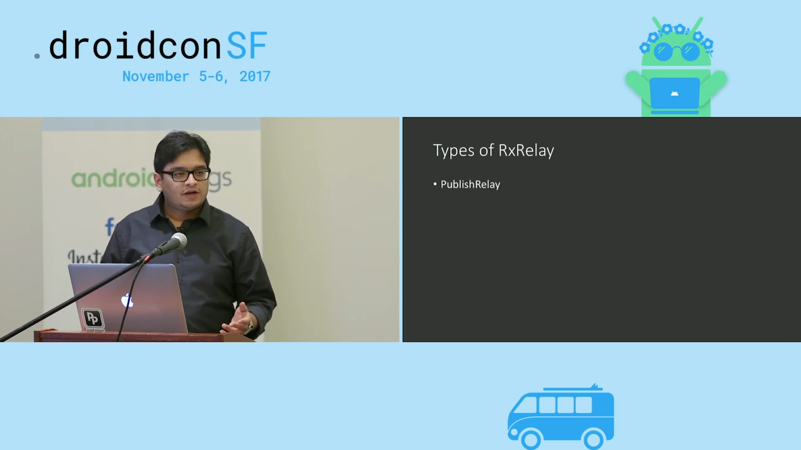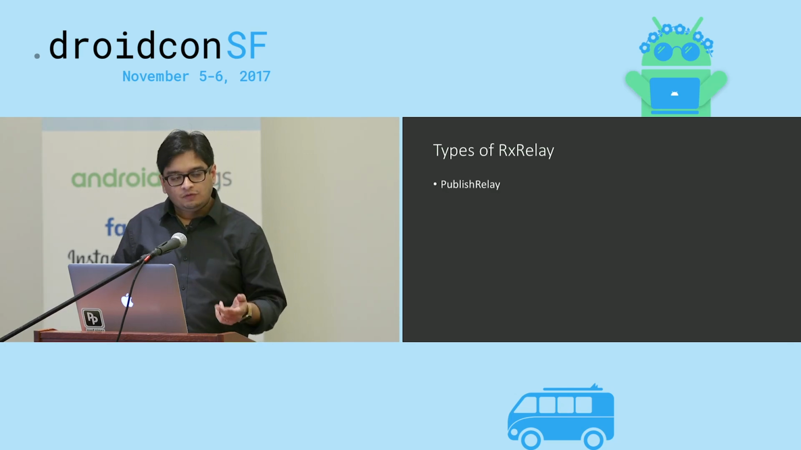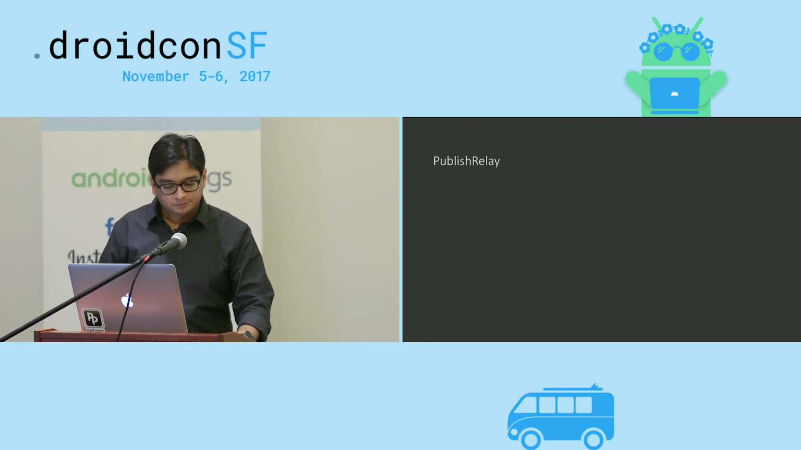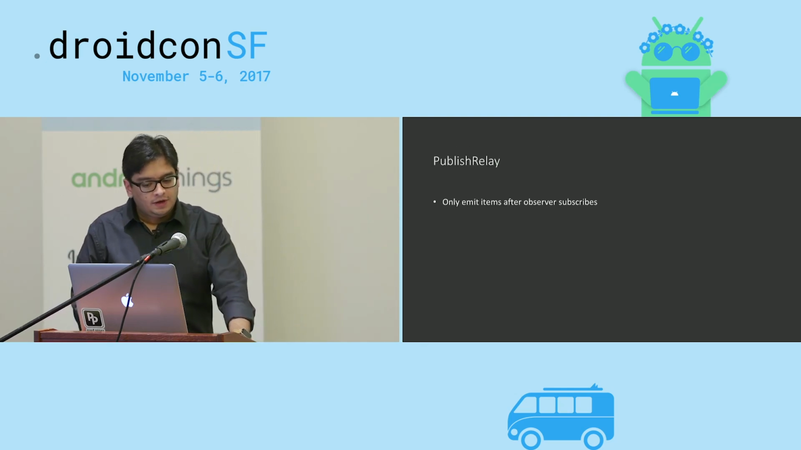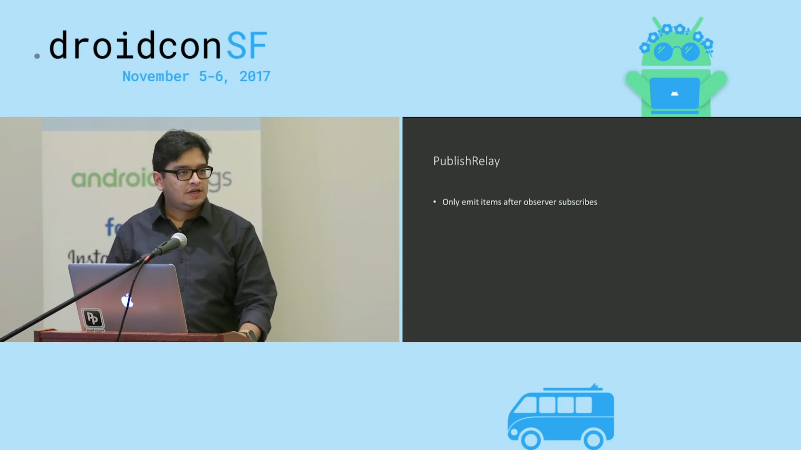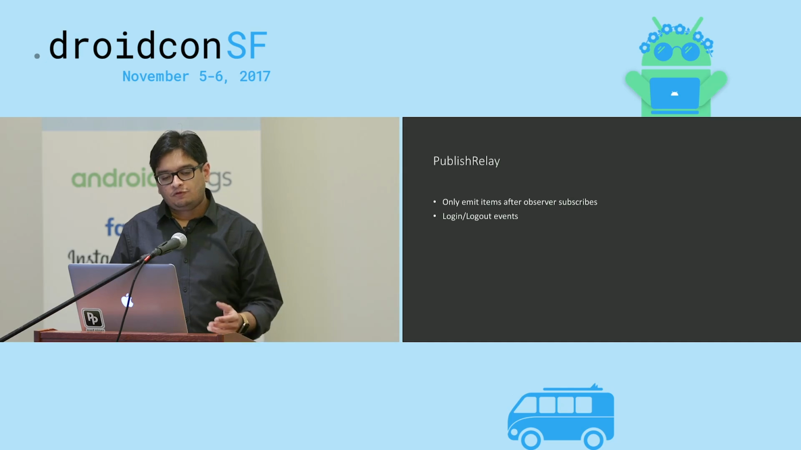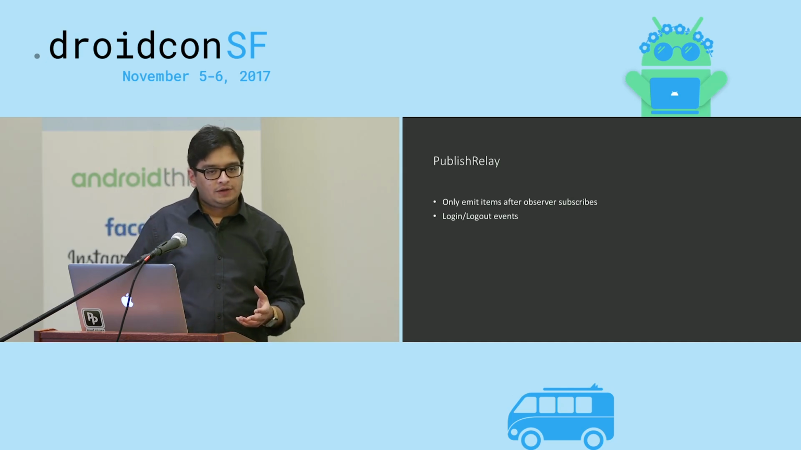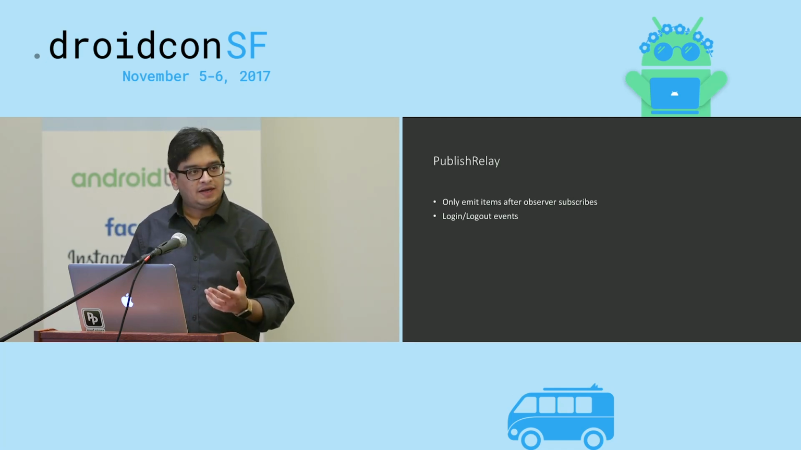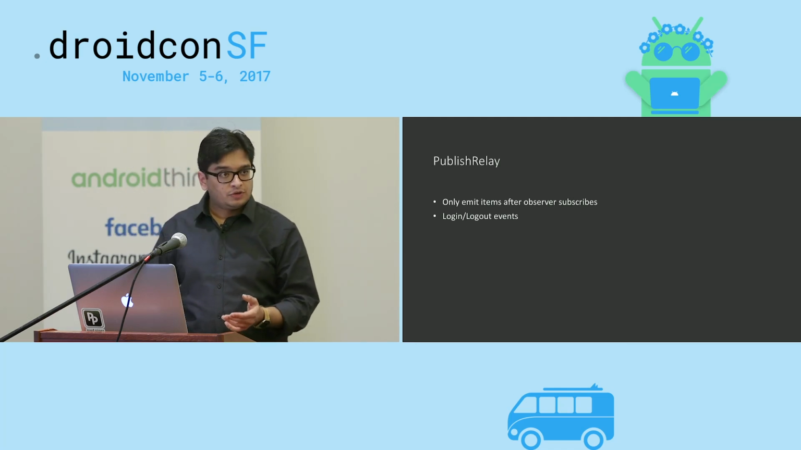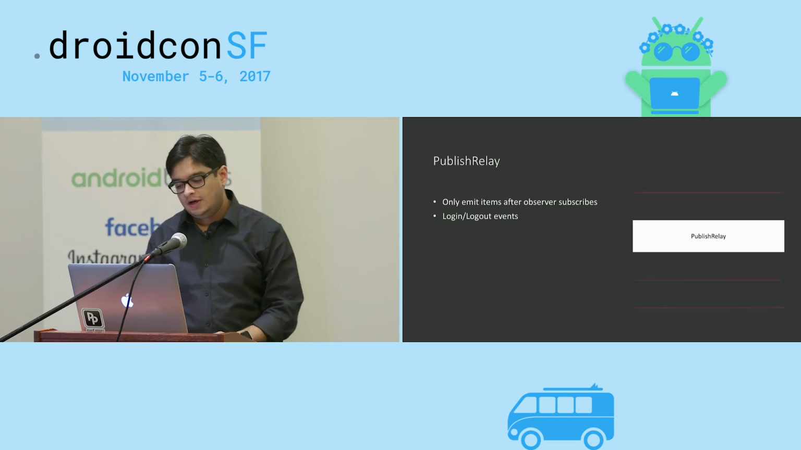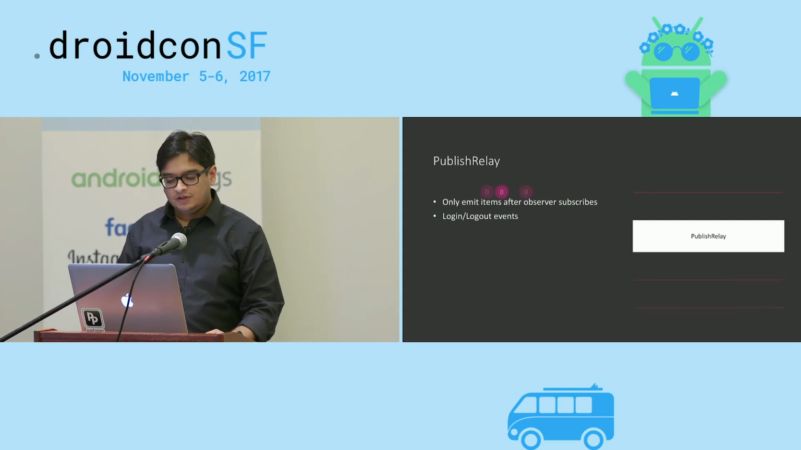So there are 4 different kinds of RxRelay. What we use is PublishRelay and BehaviorRelay, and let's look at them in detail. PublishRelay is something which emits items only after somebody else has subscribed to it. We generally use this for login and logout events, where multiple different components in our app, whenever they come alive in the flow, subscribe to this PublishRelay and listen for the login and logout events. So again, let's look at an example of this.